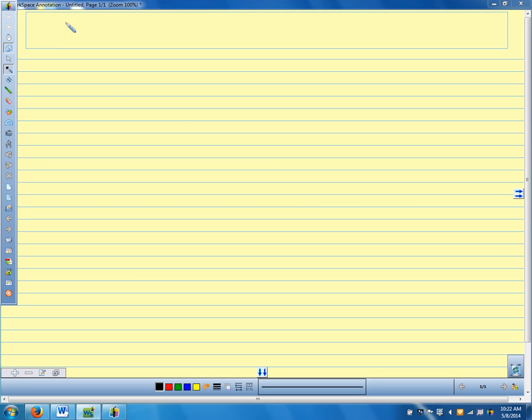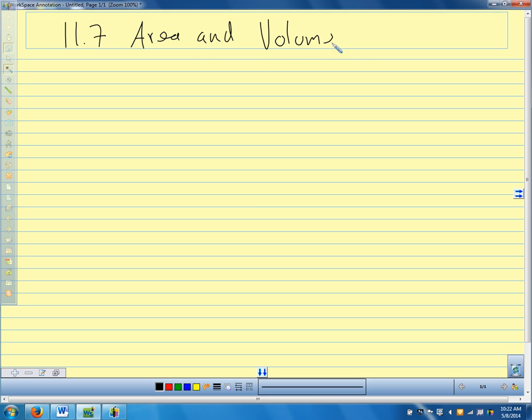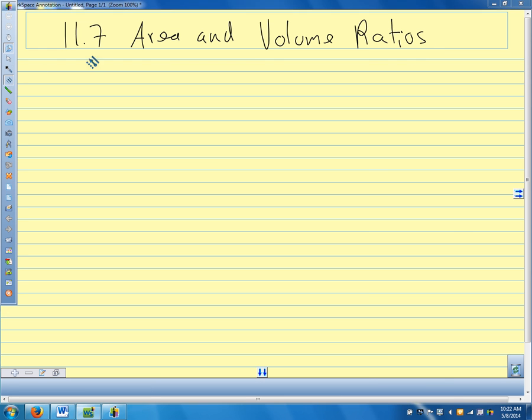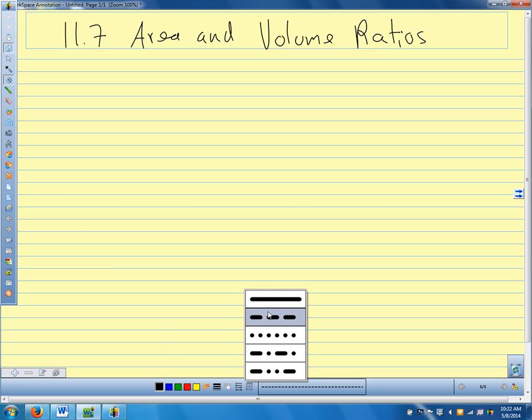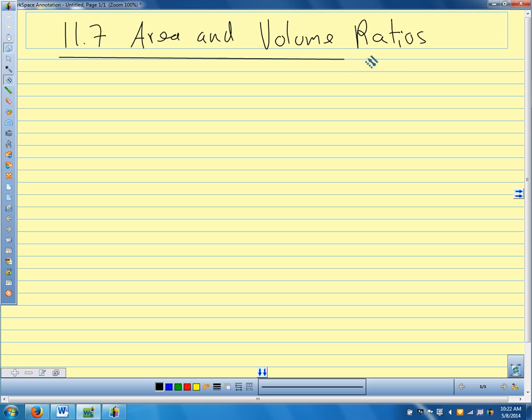So 11.7 is where we are today, and we're going to talk about area and volume ratios. What we're talking about today is similar solids. So the first thing we need to know is, how do we know when solids are similar?